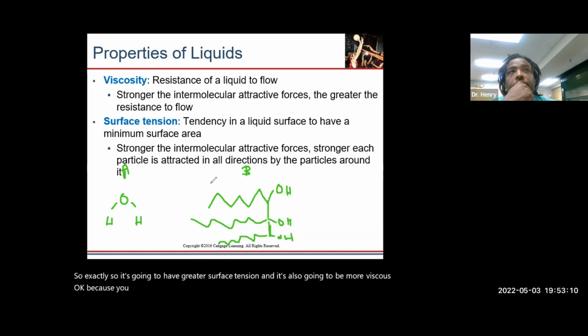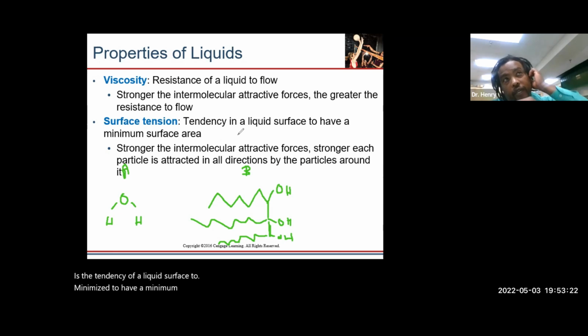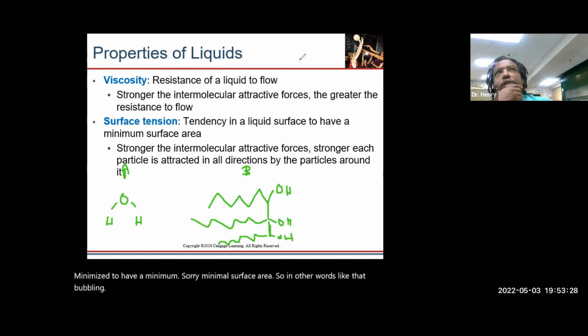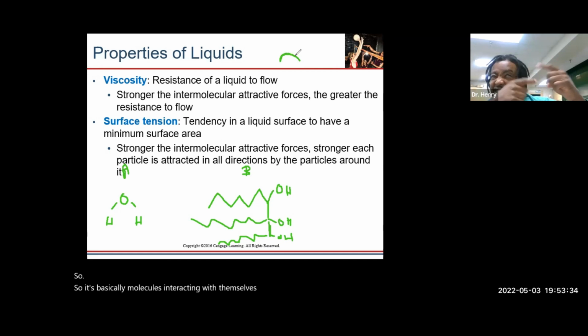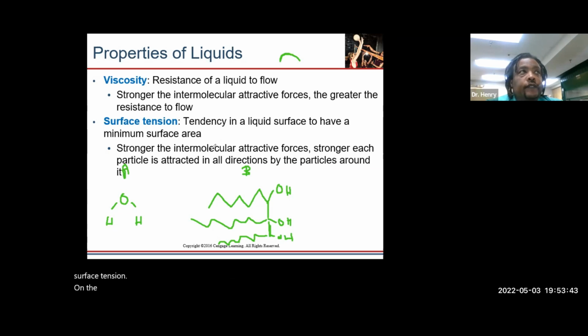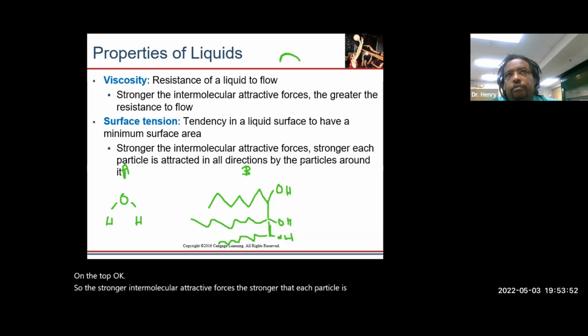So surface tension is the tendency of a liquid surface to minimize, to have a minimal surface area. So in other words, like that bubbling. It's basically molecules interacting with themselves, the same molecules, rather than interacting with things that are different. So that's going to form what we call a surface tension on the top. So the stronger the intermolecular attractive forces, the stronger each particle is attracted in all directions by the particles around it.